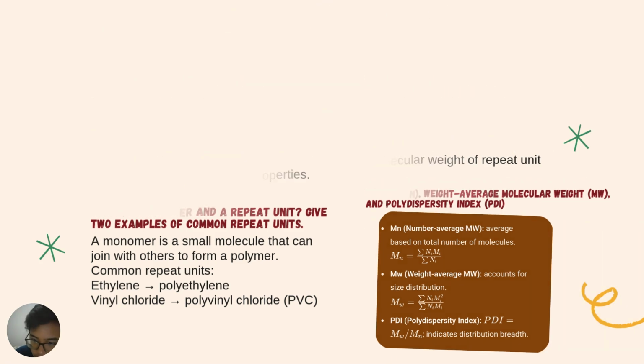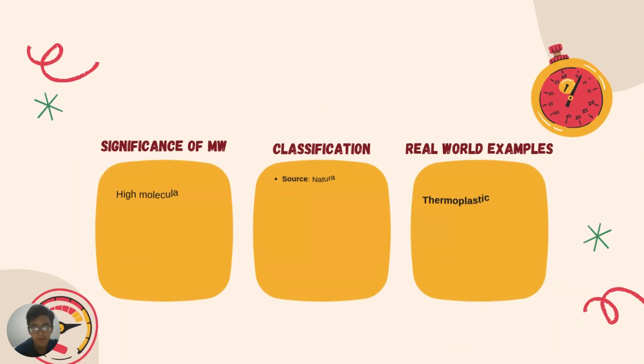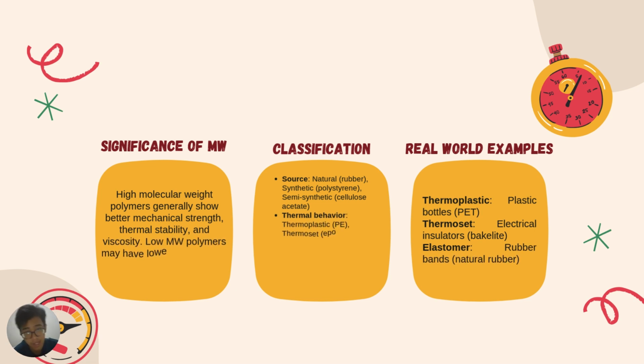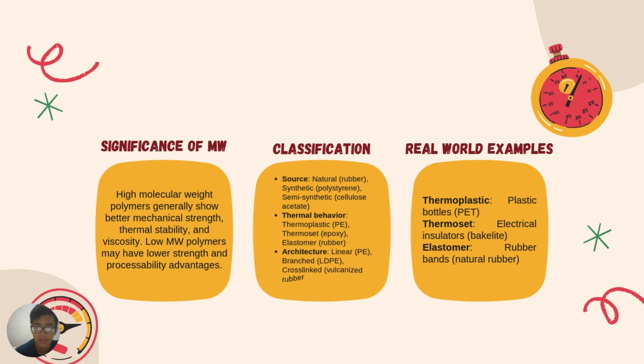And then we can move on to the fifth question, which is the significance of molecular weight. High molecular weight polymers generally show better mechanical strength, thermal stability, and viscosity. Meanwhile, low molecular weight polymers have lower strength and a processability advantage.